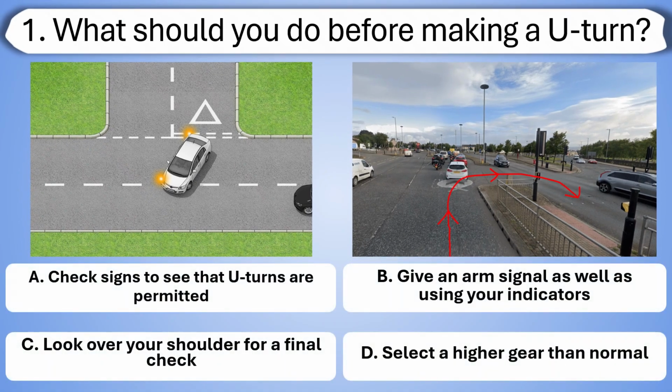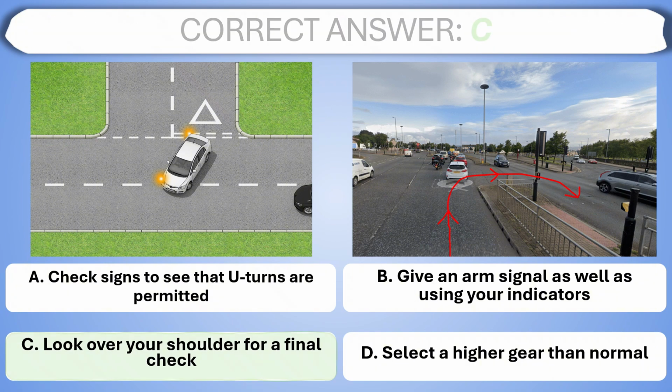A. Check signs to see that U-turns are permitted. B. Give an arm signal as well as using your indicators. C. Look over your shoulder for a final check. Or D. Select the high gear than normal. The correct answer is C. Look over your shoulder for a final check.